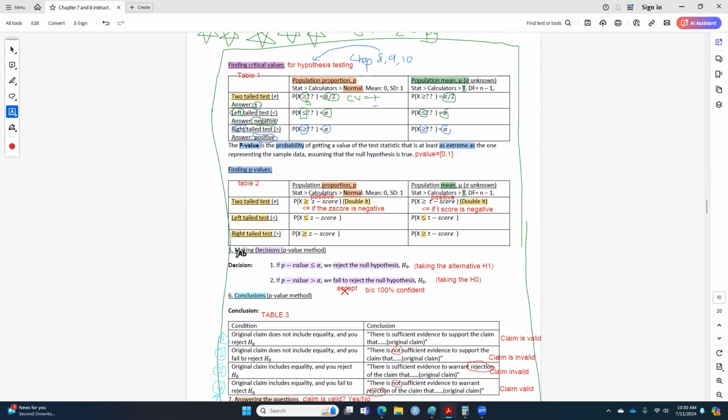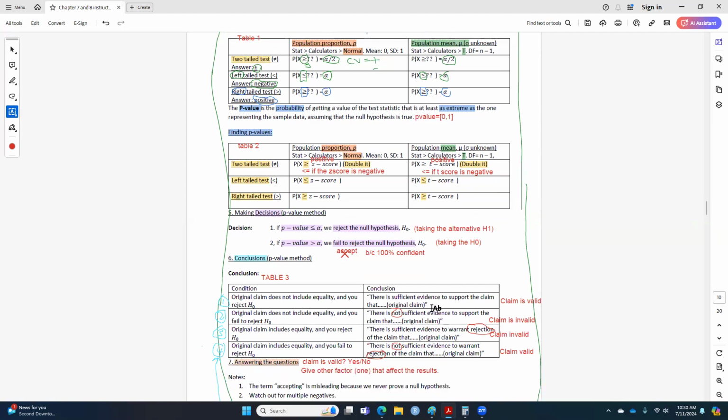Step number 5 is to make a decision. Your decision has only one form: either you reject or fail to reject the null hypothesis, depending on the p-value. So if the p-value is less than alpha, we will reject the null hypothesis. This means that you will be taking the alternative H1. However, if the p-value is greater than alpha, we will fail to reject the null hypothesis. If you make this decision, it means you are taking the null hypothesis H0.